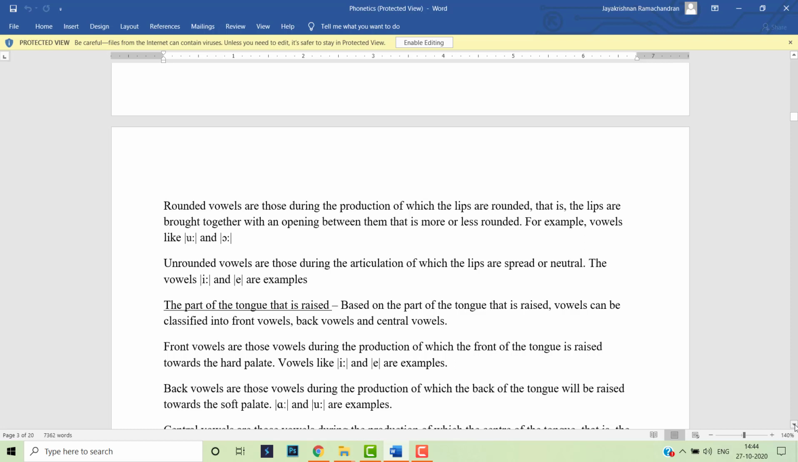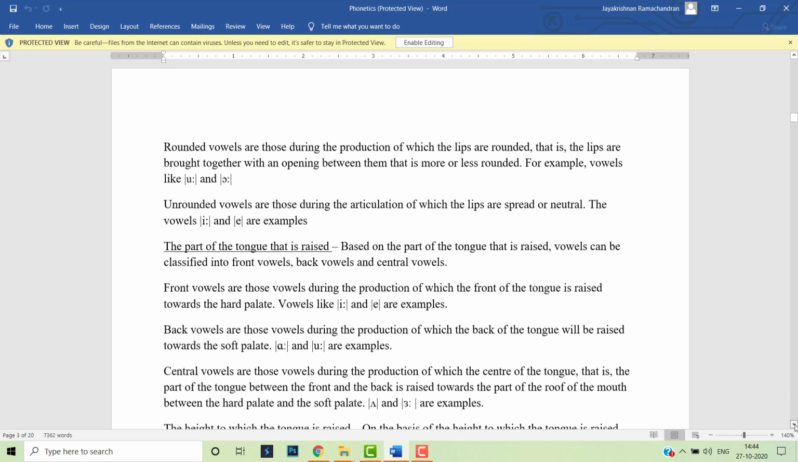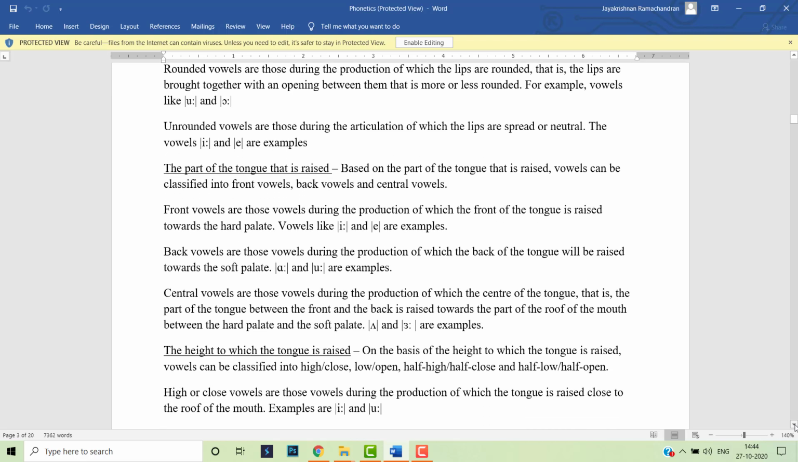They are called unrounded vowels. Okay, so except u, u, o, o, all the other vowels are unrounded vowels. Then the part of the tongue that is raised.